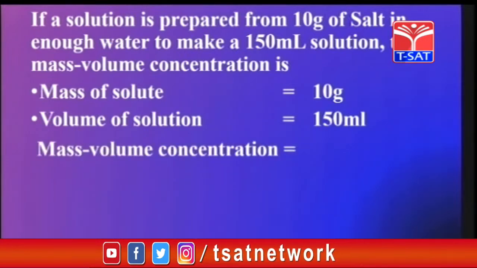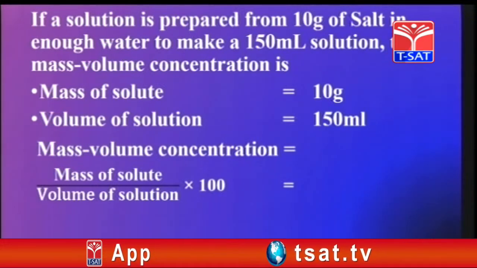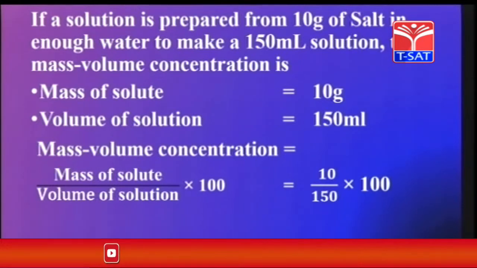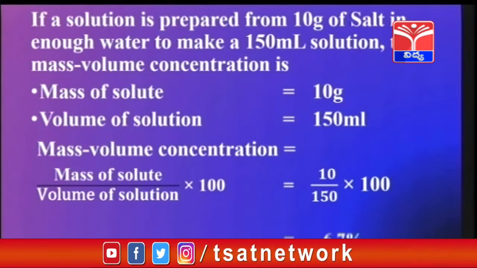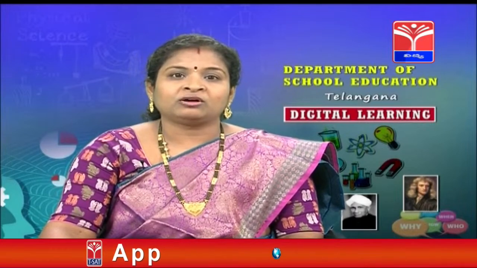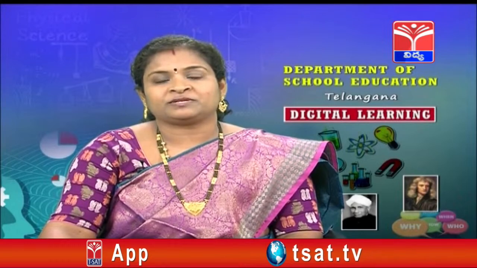So what is the formula of mass volume concentration? Mass of the solute by volume of the solution into 100. Now let us substitute the values in this formula: 10 grams of solute by 150 ml of solution into 100. This comes to 6.7% mass volume concentration of salt solution. So 6.7% of salt is present in the solution.